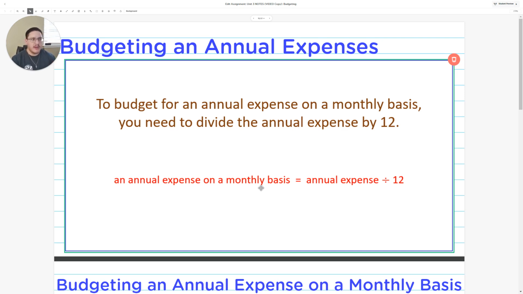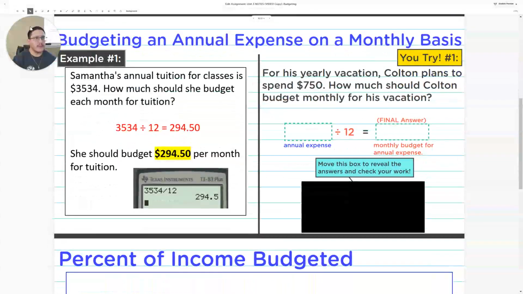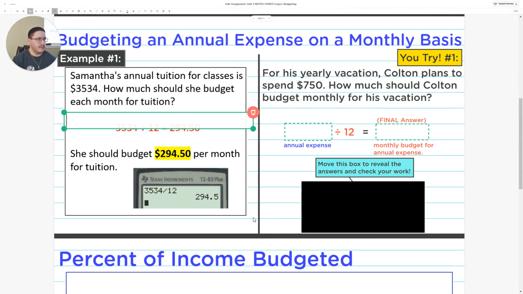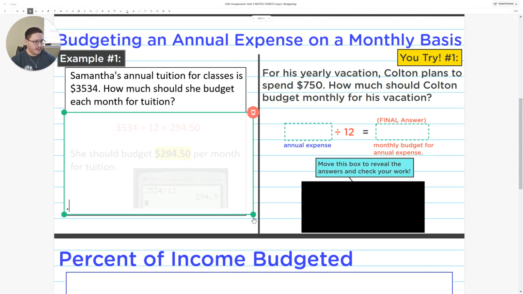Sorry, let me back up. To find out how much you have to pay per month for that annual expense, you need to take the annual expense and divide that by 12. So let's look at an example. Example 1. I'm going to cover this up and then reveal it as we go.